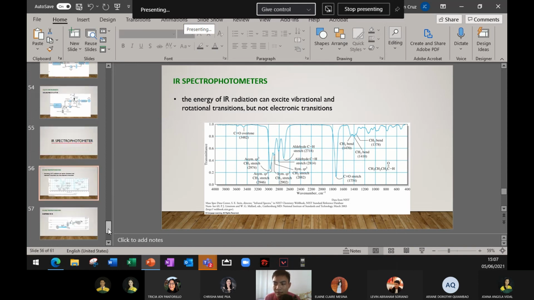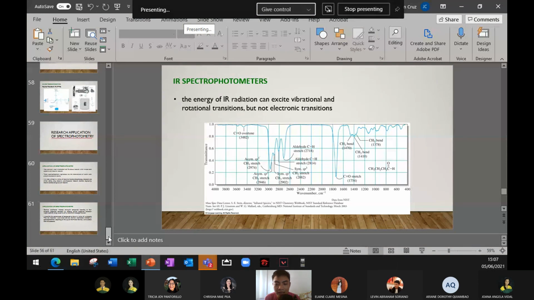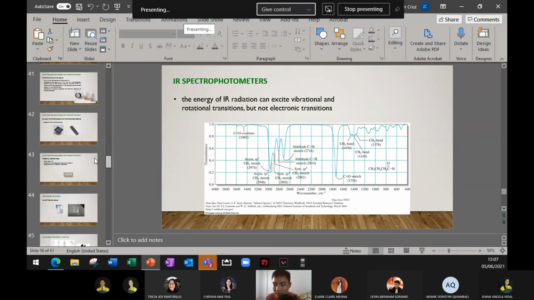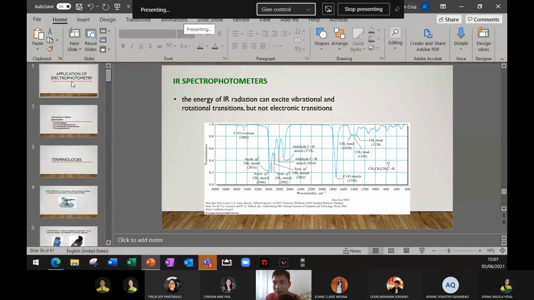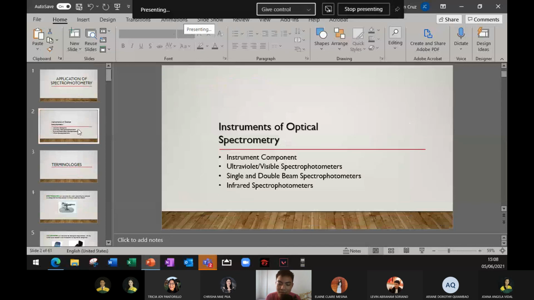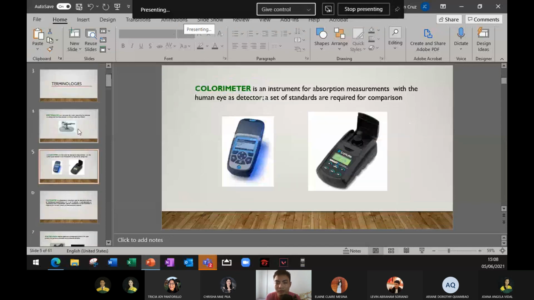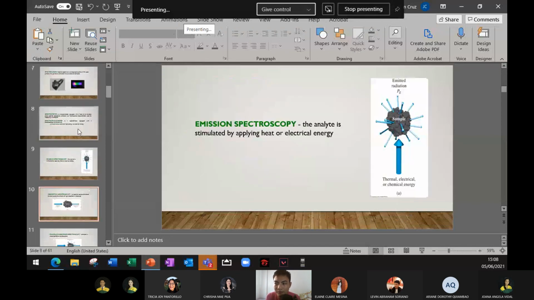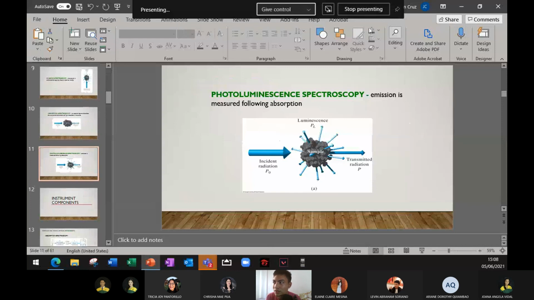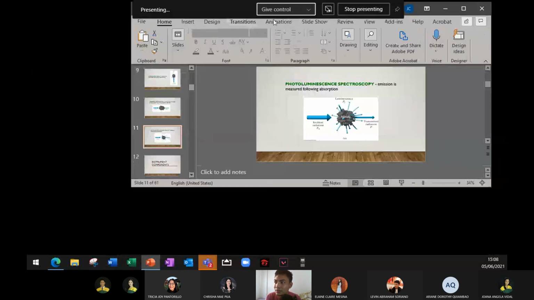So, yun lang. You will have a break from calculation kasi this topic is just concepts, no? Okay. So, yan. Hindi nyo naman kailangan kabisaduhin, no? Pero, you need to be familiar with the subtle difference of each. Okay? And with that, so, we're done with chapter 6.